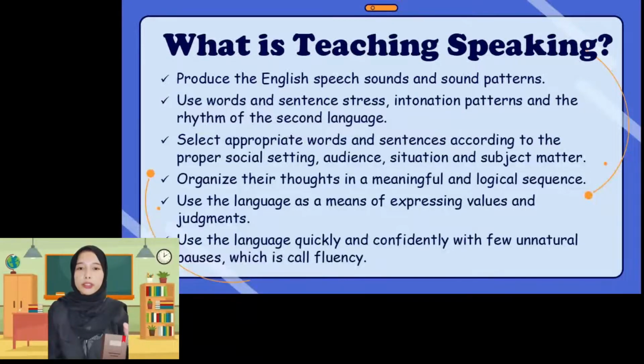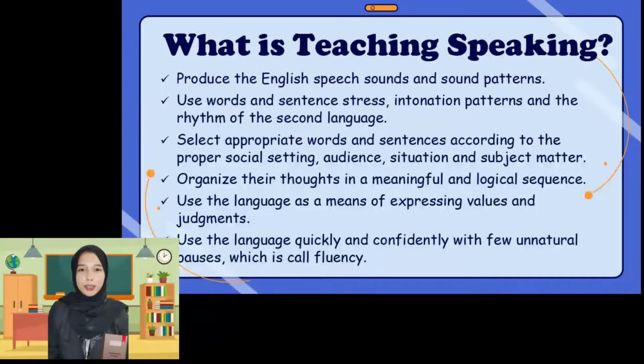So first, what is stress? Stress is when you pronounce some syllables more strongly than others. For example, in the word banana, the stress is on the second syllable, right? And in the word orange, the stress is on the first syllable. And intonation is the way the pitch of a speaker's voice goes up or down as they speak. And for the rhythm, the sentence stress is what gives English its rhythm.